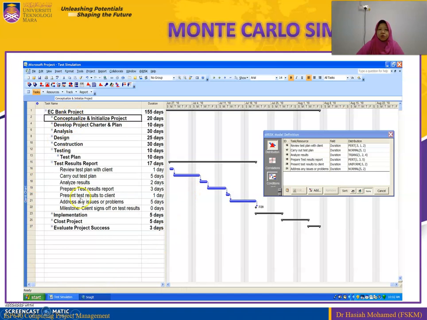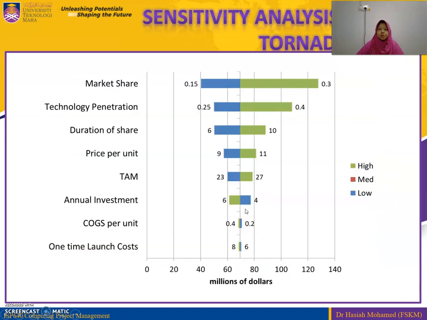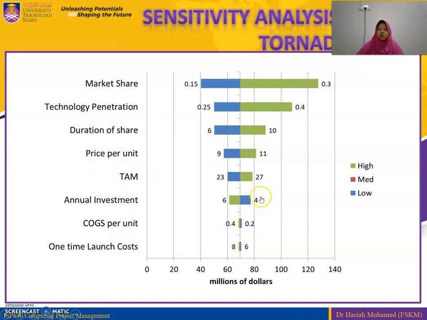They have the project and tasks, as well as the duration for each of the tasks or each of the cases involved. Then the cumulative probability distribution, and sensitivity analysis using the tornado graph. We have the market share, technology penetration, duration of share, and price per unit. You can see that the green color represents high and the blue color represents low.